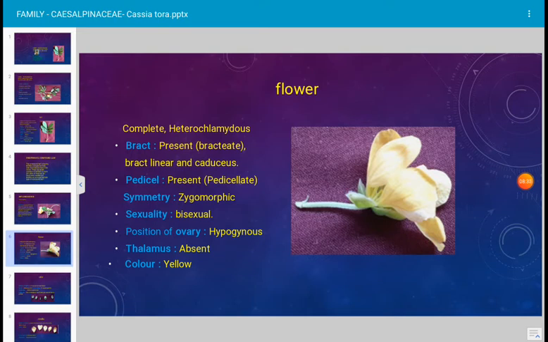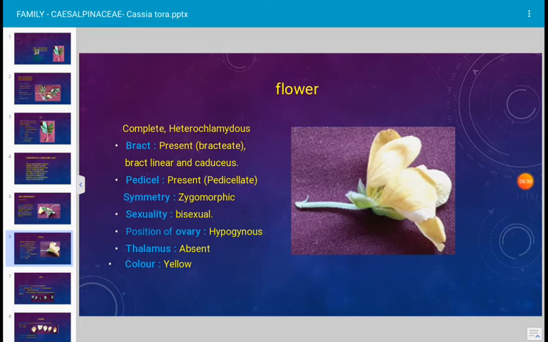Very early during the development, the bract falls off or is shed naturally, and this nature is described as caducous. Caducous bract is there. The flower has a stalk, that is the pedicel. Hence such flowers are described as pedicellate flowers in taxonomy.